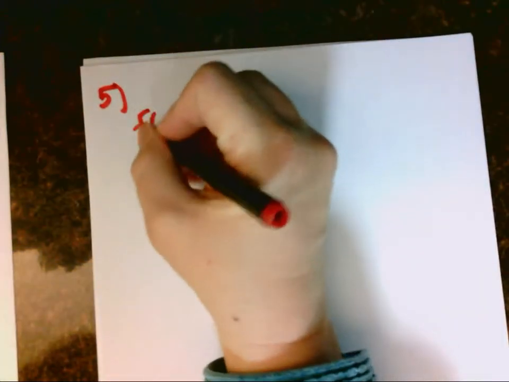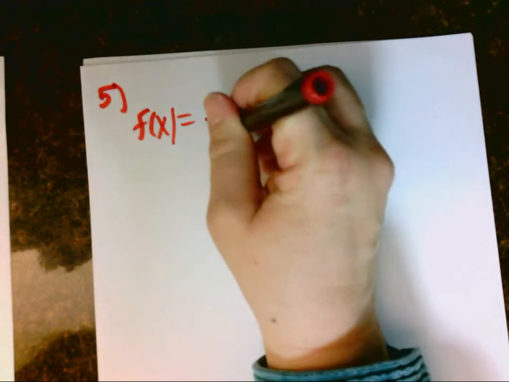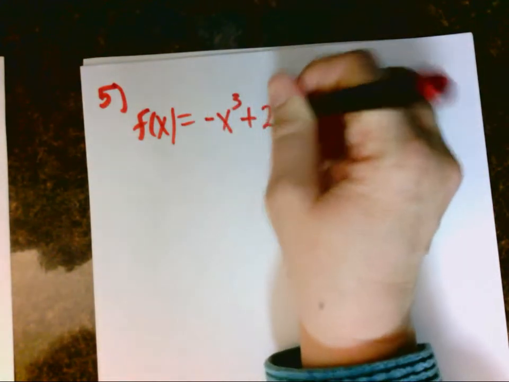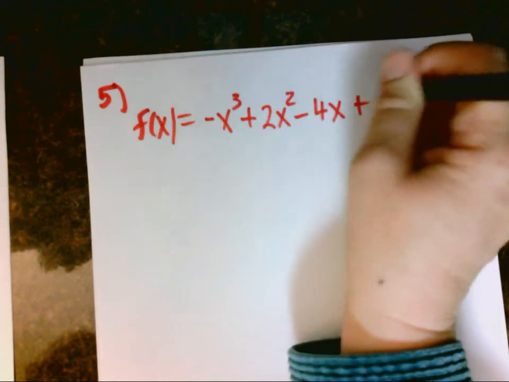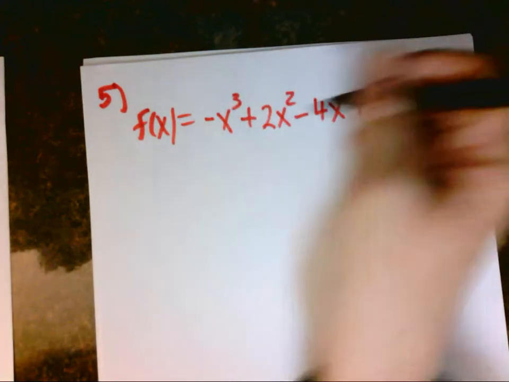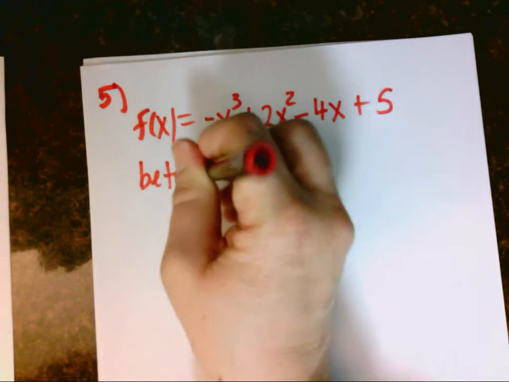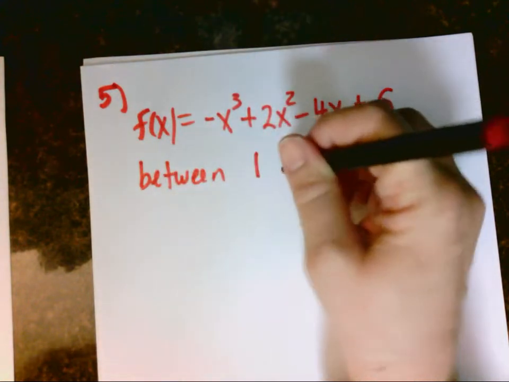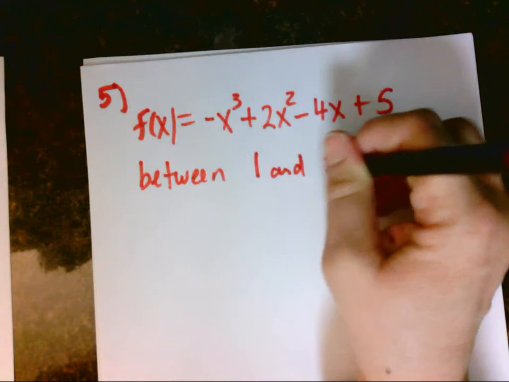Okay, so let's look at the next example. Let me move these out of the way. Classroom example number 5. It says to locate a zero. Use synthetic division and a graph to show that f of x equals negative x cubed plus 2x squared minus 4x plus 5 has a zero between x equals 1 and x equals 2.